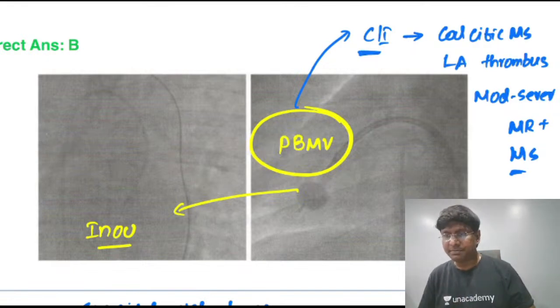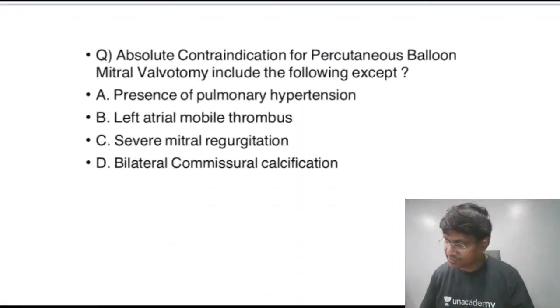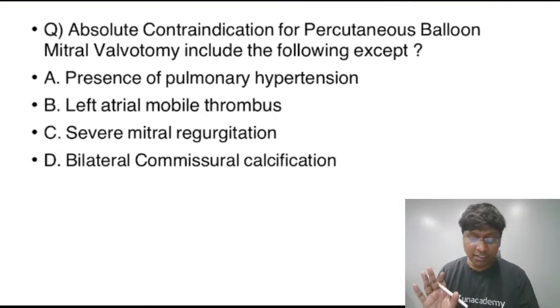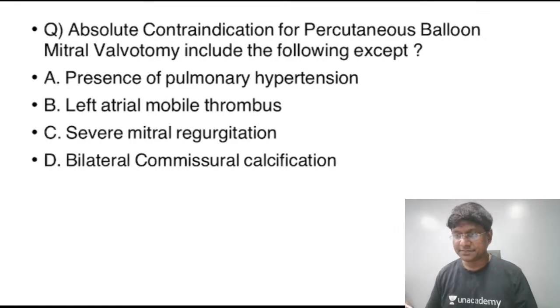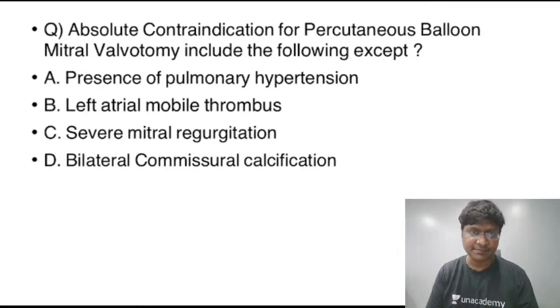Now, accordingly, let me just ask you a question. Understand the question properly, then you answer. Absolute contraindication for PBMV includes all of the following except.